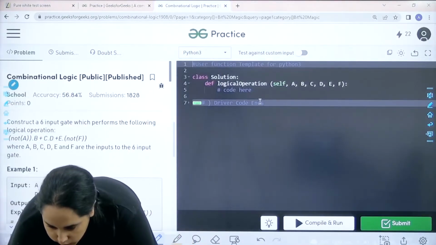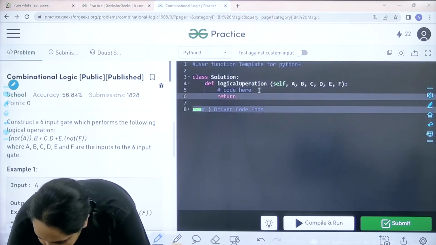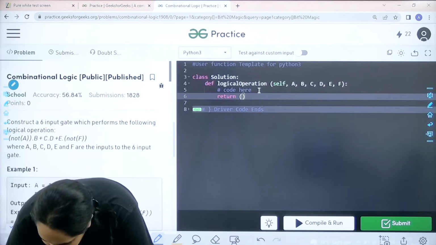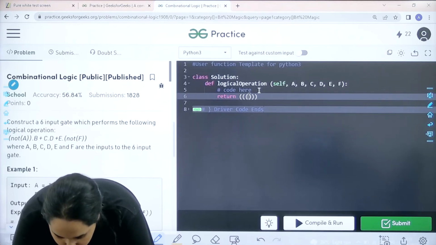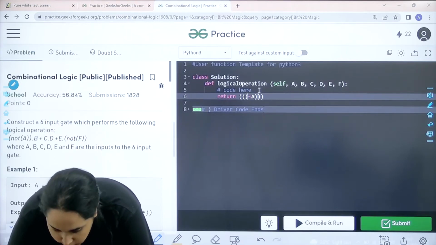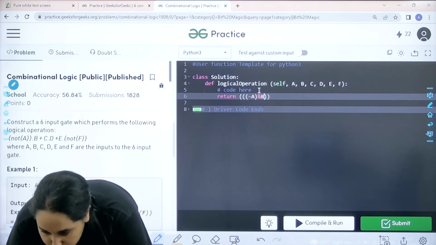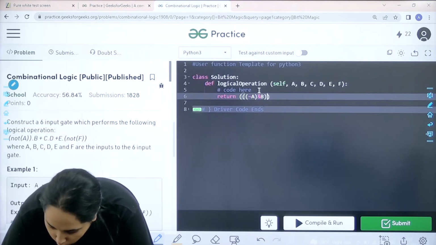So we just need to print the logic. Let's write return. Then I need to start with a circular bracket, another circular bracket, another circular bracket. Over here it would be A, that is not A. Then over here I need to add B. After this I need an or, right?